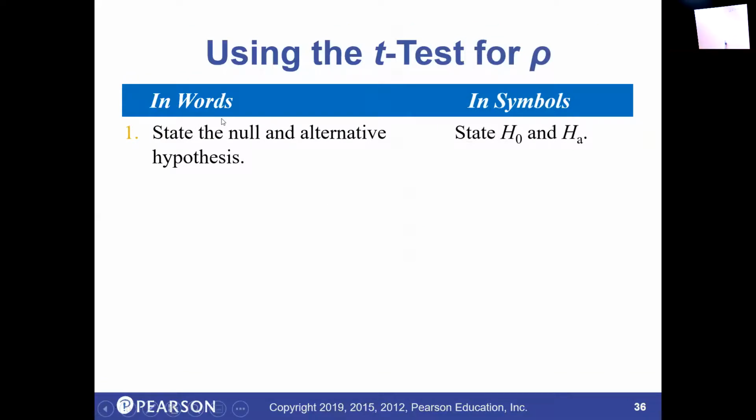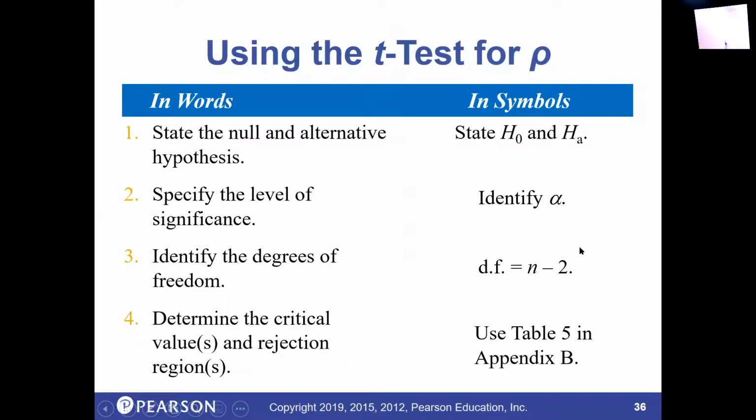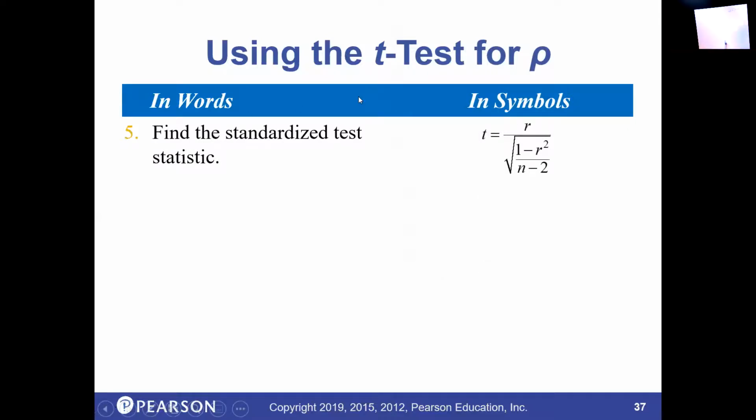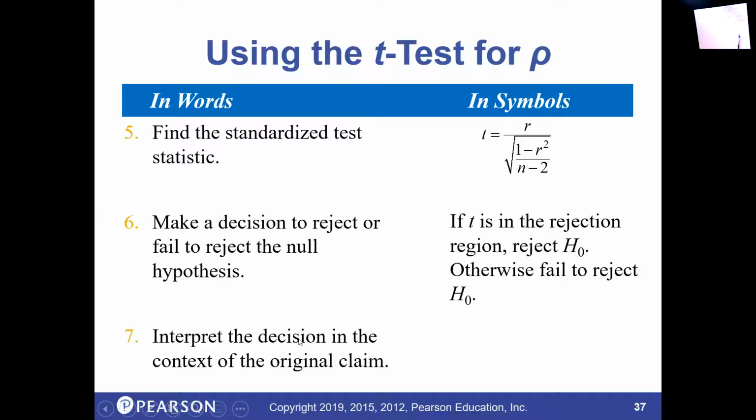So, state the null and alternative hypotheses. Specify the level of significance that will be given to you in the problem. Degrees of freedom are n-2. Determine the critical values and the rejection region using the t-distribution. Find the standardized test statistic. Make a decision to reject or fail to reject. Interpret this in terms of the claim.